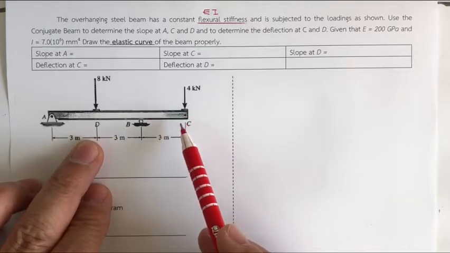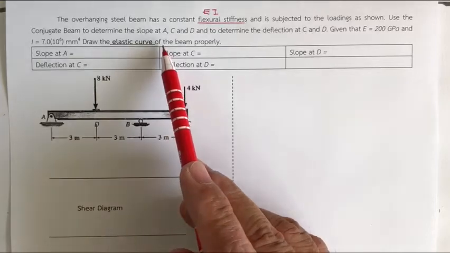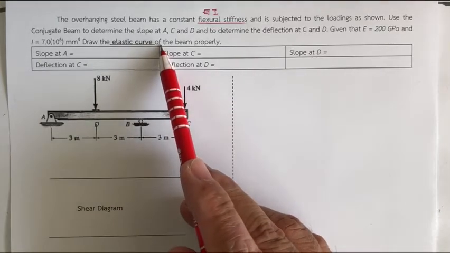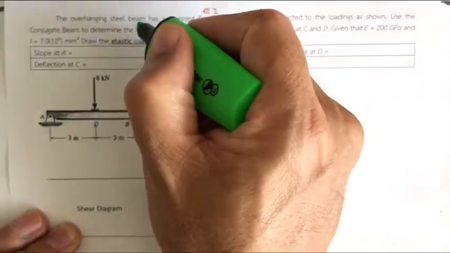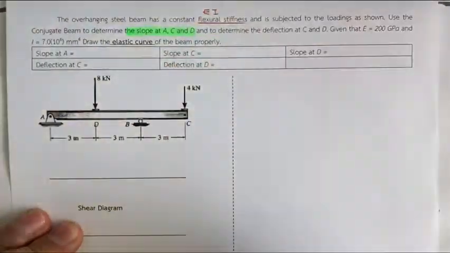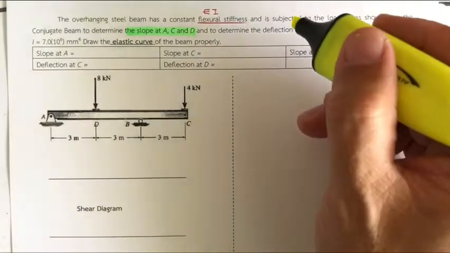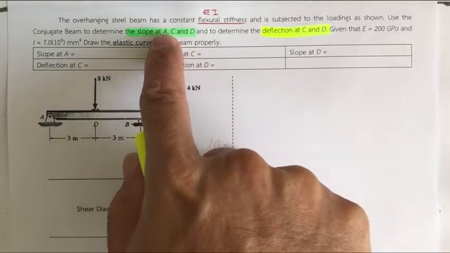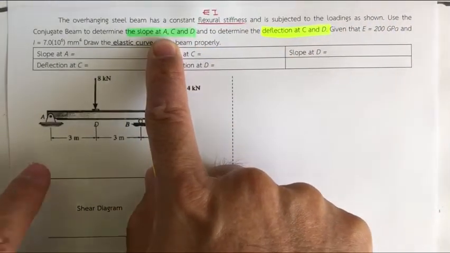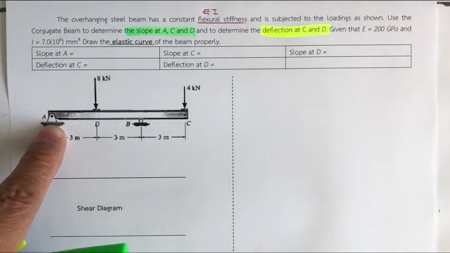kilonewton at C. They asked us to use the conjugate beam to determine the slope at A, slope at C, and slope at D. That is 3 points, A, C, and D. And also determine the deflection at C and D. Why don't they ask us to determine the deflection at A? The deflection at A is 0. Okay, it's the pin. So you don't need to determine the deflection at A.